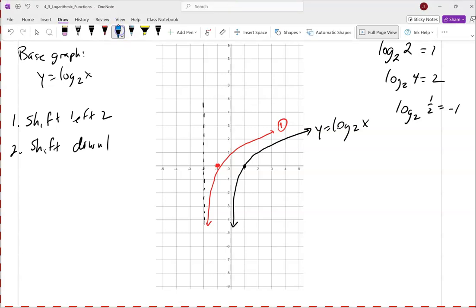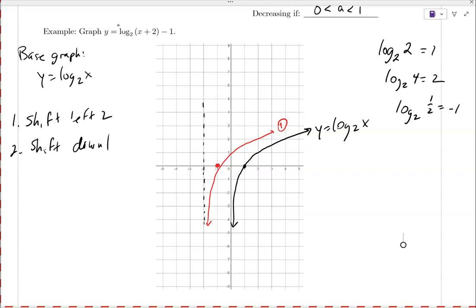And then we need to shift it down 1. Does that change your vertical asymptote when we shift it down 1? No. The vertical asymptote stays in the same spot. And we'll go up and to the right this way, and get that graph. I didn't make that graph very good, did I? It's all right. Questions on that? Using the same transformations, but with just a different shape of function. We agree?